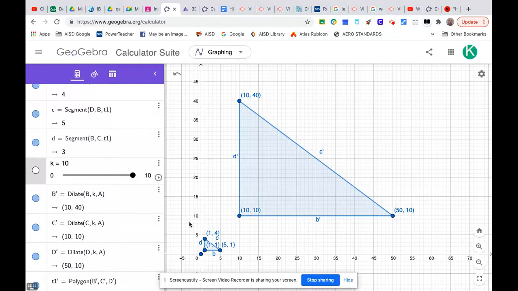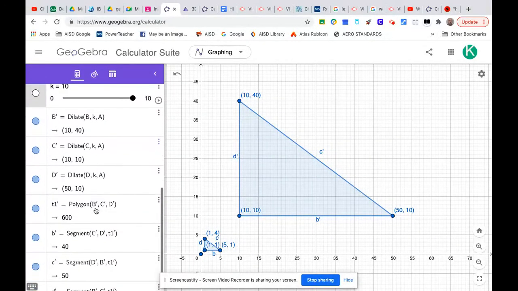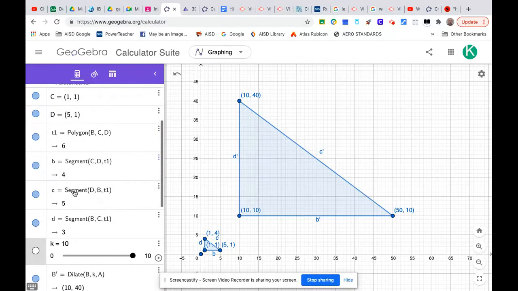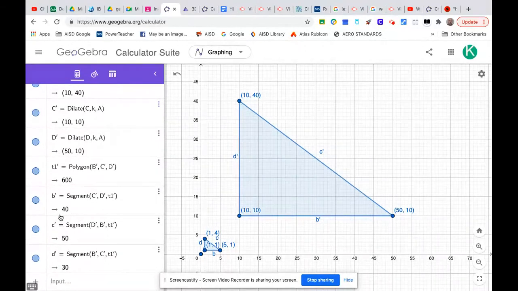What else happened? Let's see what happened to the distance. Well, B, C, and D were 5, 4, and 3. What happened to the lengths? They got multiplied by 10: 40, 50, and 30.